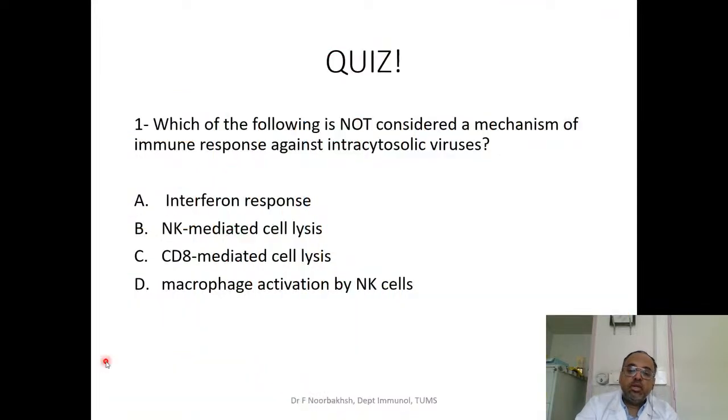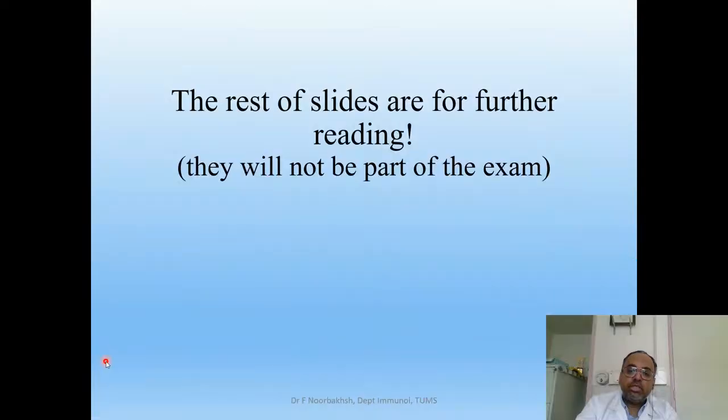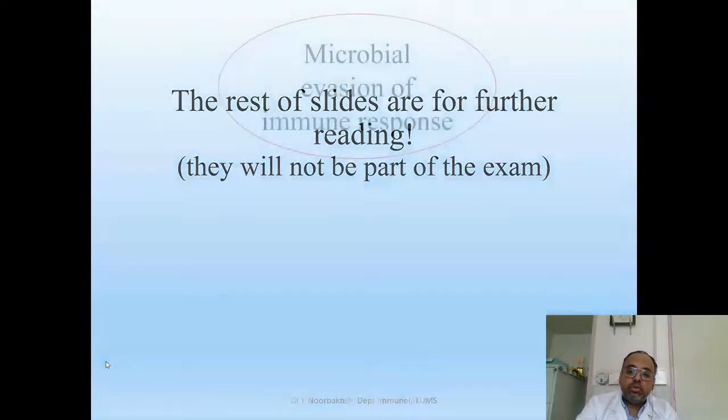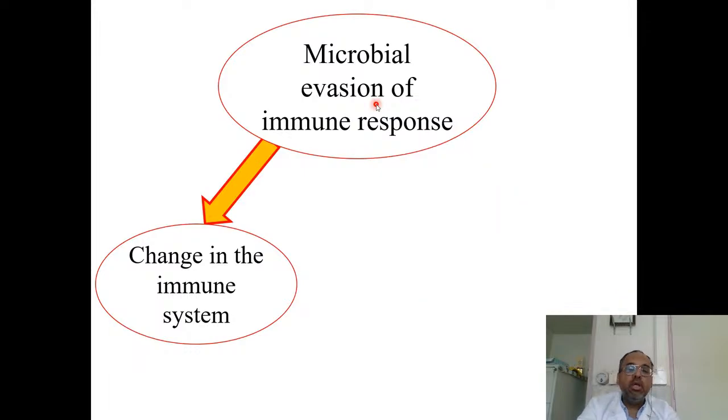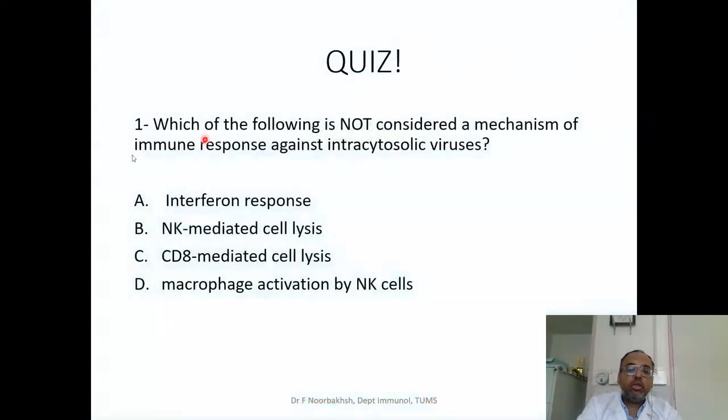I have a quiz for you in here. And then we have some more slides that are just for the reading. They are about evasion mechanisms. Evasion means basically escaping from the immune response, which I'm not going to teach you. I just told you about one example. That was the CMV example. So that might be included in the exam, the CMV example. But the rest of it, I don't expect you to read it for the exam. Just read it for your own interest.